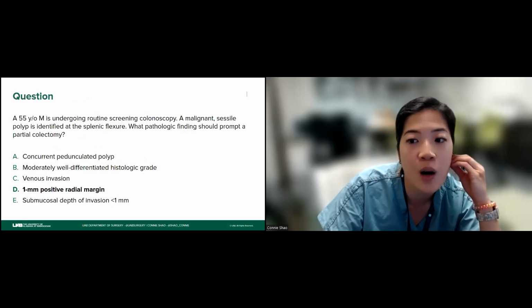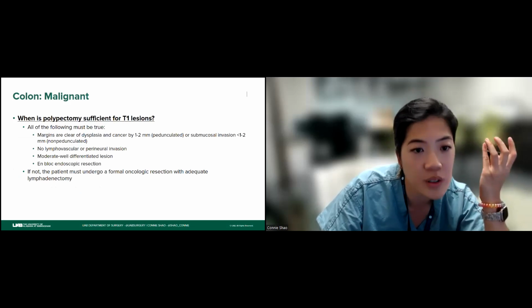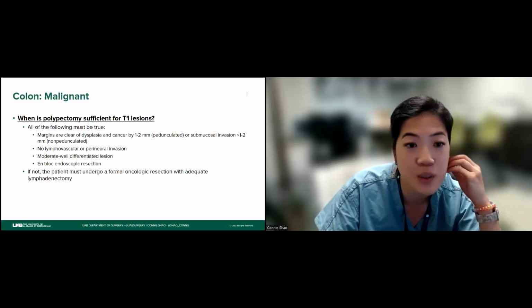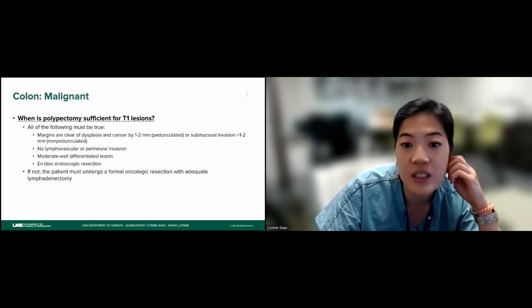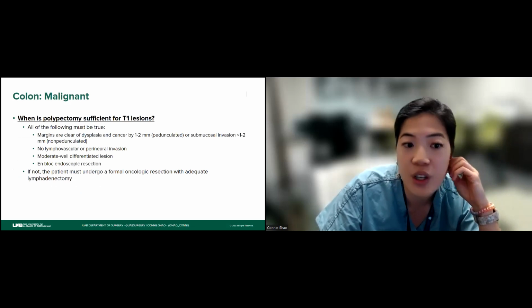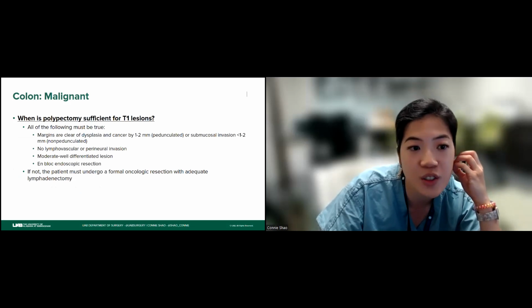So it's really that you want to get an en bloc resection of the actual tissue itself. And so you can't have any radial margins that are positive. This is important to consider as well. Ideally, we try to be as minimally invasive as possible. Endoscopic resection of cancers for both colon and rectal cancer is pretty similar. So basically, you just want to make sure that it's well differentiated and that you got everything. Otherwise, they have to get a formal oncologic resection.